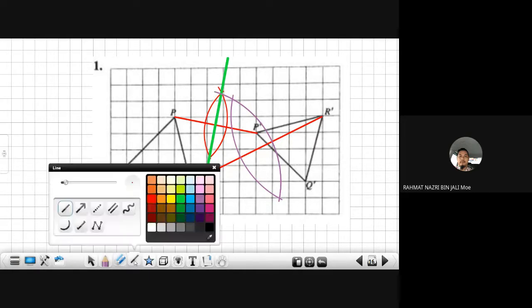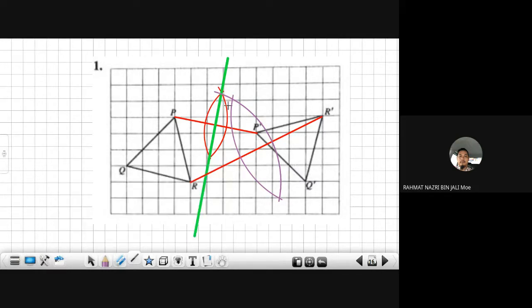Okay, after that saya akan lukis the bisector passing through this two intersection. Jadi saya boleh extend, saya perlu extend sebab kita perlu cari center of rotation. Extend ke atas, extend ke bawah. Okay, akhir sekali kita akan jumpa satu point of intersection between two perpendicular bisector di sini.